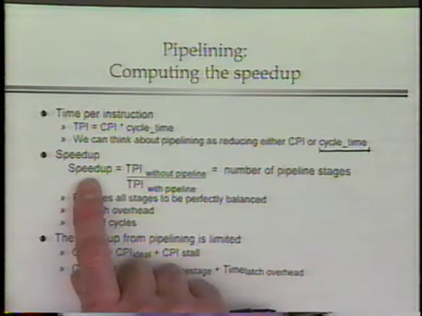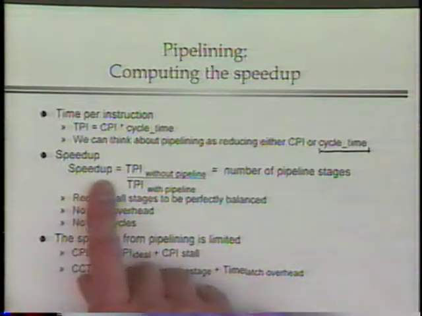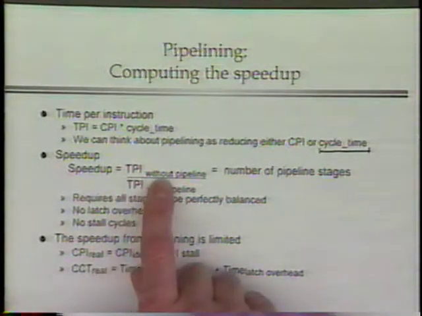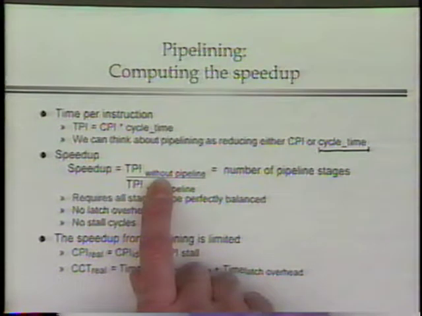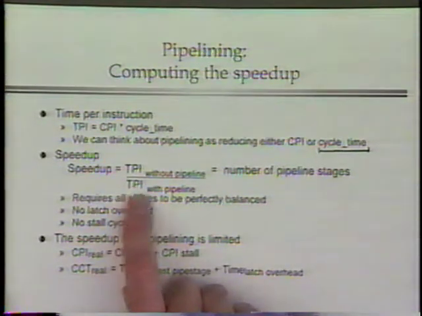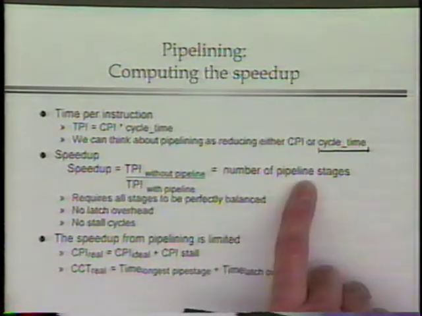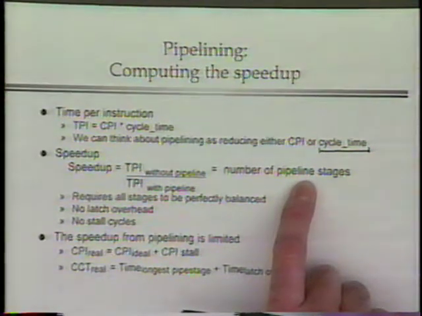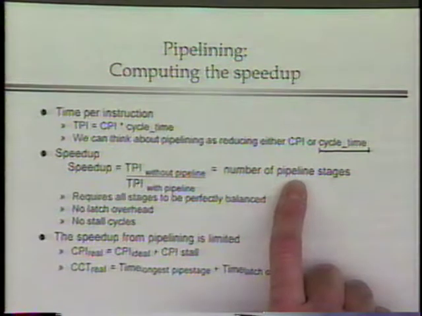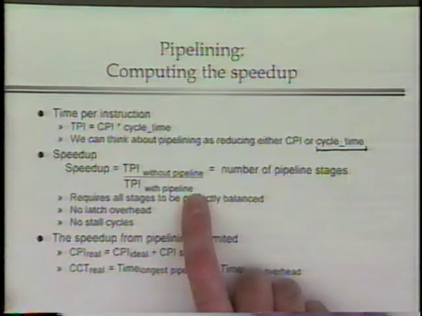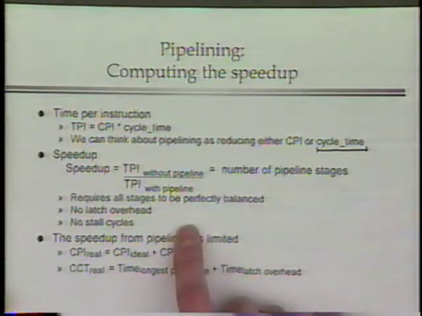In any case, the overall speedup that you would like to see is that the time per instruction before you pipelined it over the time per instruction with the pipeline should roughly be the number of pipeline stages. And the picture I showed demonstrated that we had 3 pipeline stages, and we were able to get a throughput which was 3 times what we got without the pipeline.